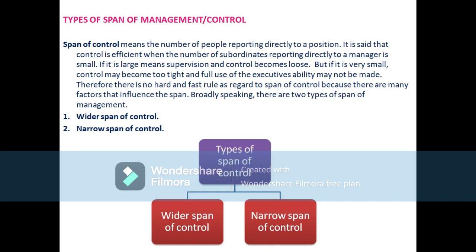If the span is larger, supervision and control become loose. As I said before, a class teacher can manage 10 to 20 members. If we take 100 members in a class, the control will become loose; she cannot manage 100 students. If there are only 10 or 20 students, she can identify each and every student, recognize their names and performance, and so control will be there. Likewise here, whenever the number of subordinates is more, control becomes loose, and vice versa.